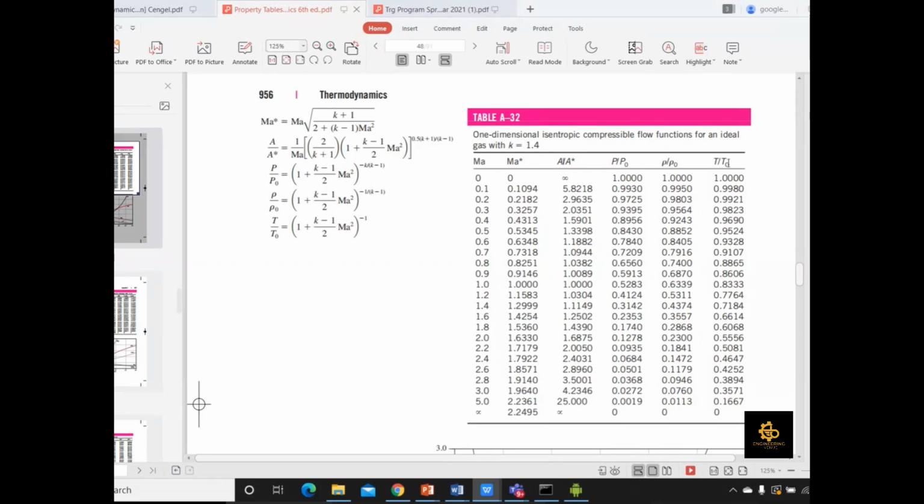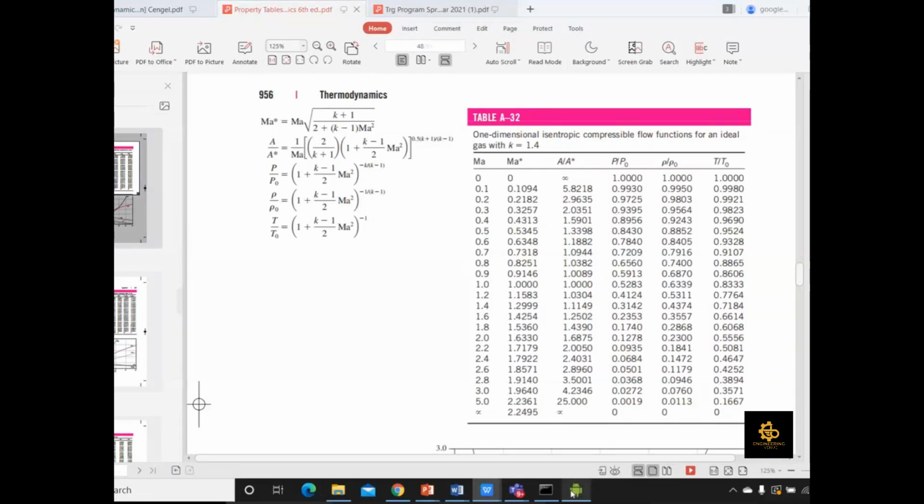If we go back to our question, we already got PT by P naught, which is 0.670. If you figure out where PT by P naught lies here, 0.670 lies in between these two points, 0.7029 and 0.6560. So what you have to do is apply interpolation and find the Mach number, and also find T by T naught. From this setup we will find the mass flow properties. This is the procedure you have to follow from table A32.